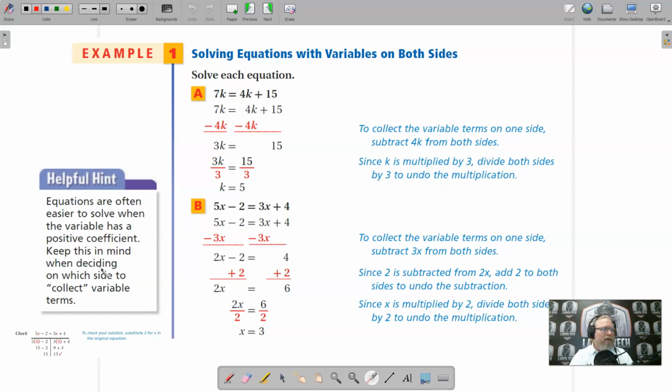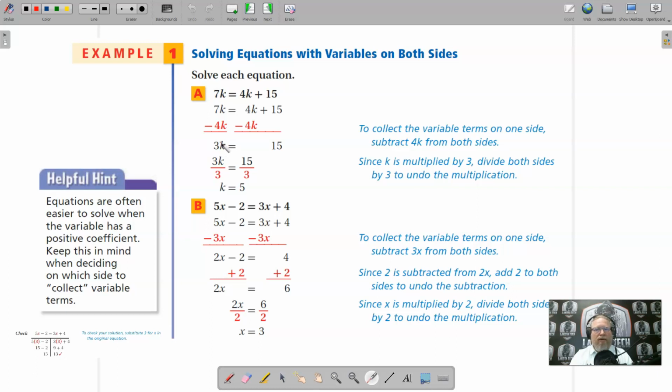Keep this in mind when deciding on which side to collect the variable terms, or as I like to say, which side you want to move the variable terms to, or which side you want to get the terms over to. And so we'll consider that as we decide whether or not to subtract 7k or subtract 4k. Now they're saying subtract 4k, and notice by doing that 7k minus 4k equals 3k, and 3 is a positive number, so that works out well.